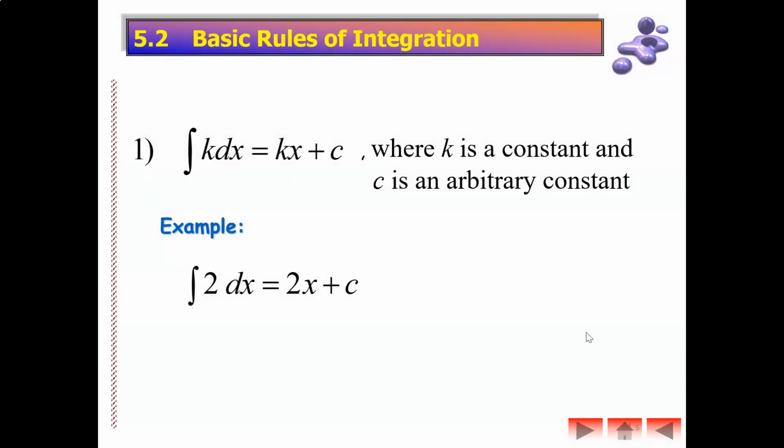So this is subtopic 5.2, basic rules used in integration. The first one is when you integrate k dx, you will get kx plus c, where k is a constant and c is an arbitrary constant. So you have k over here is a constant. When you integrate, you will have kx plus c, where c we don't know, the constant might be 1, 2, 3, and so on.